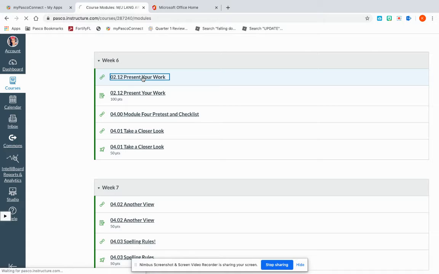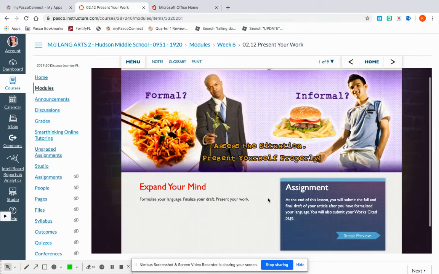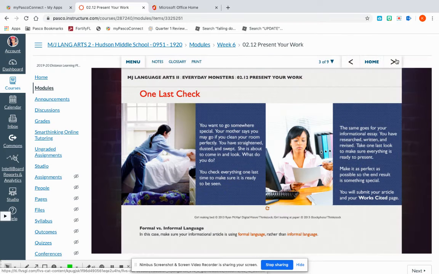So let's take a look at 2.12. At the end of this lesson, you're going to submit your full and final draft and a works cited. Your objective is to understand that language varies depending on situations. You're going to identify and revise informal language. So, one last check.